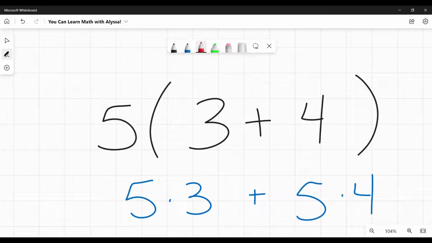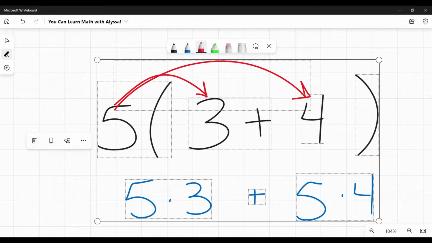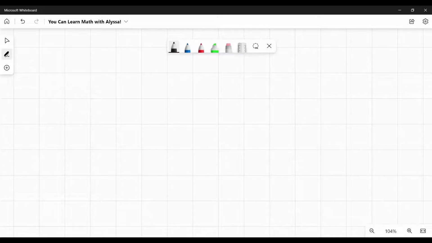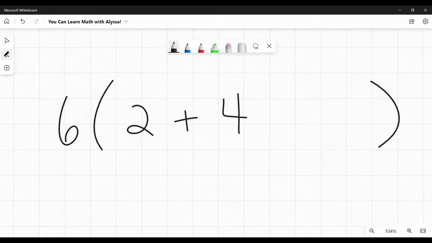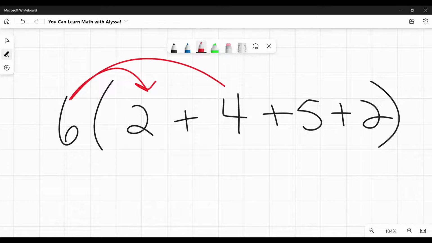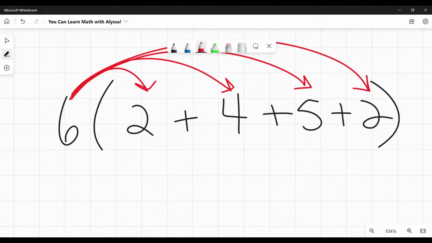It's called distributive. An easy way to remember that is I am distributing this 5 throughout all the terms or numbers inside those parentheses. This is going to apply no matter how many terms are inside the parentheses. It can go on forever. To do this, you would simply multiply this outside number or variable by each term inside the parentheses.